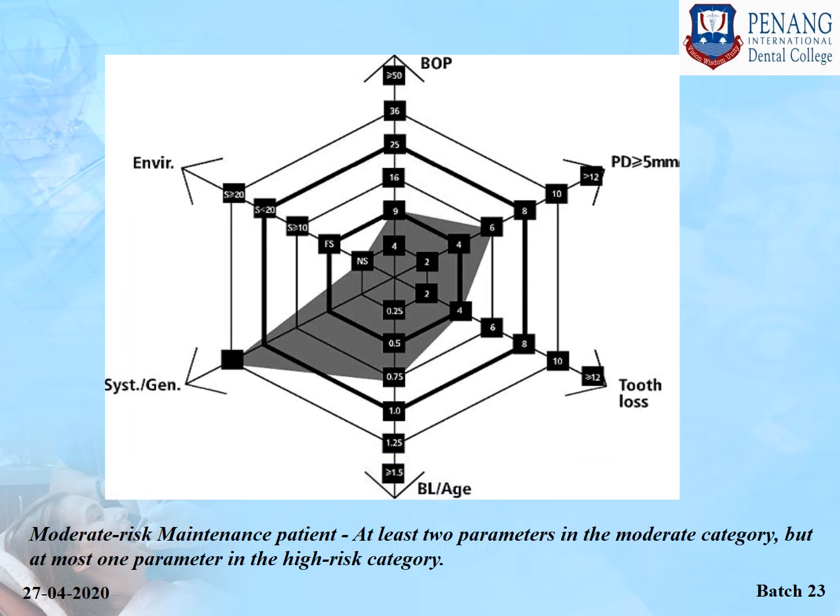Then comes moderate risk maintenance patient. In this type of patients, at least 2 parameters are in the moderate category, but at most 1 parameter is in the high risk category. So if you see, this is for the low risk, this is for the moderate risk. In this, only one factor is outside the moderate category. So this patient is still under the moderate risk category.